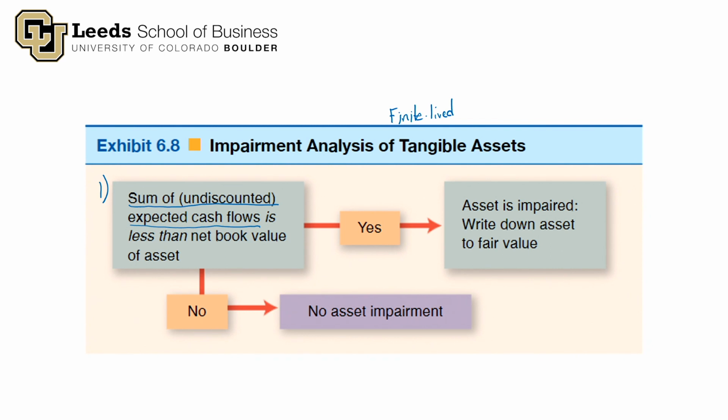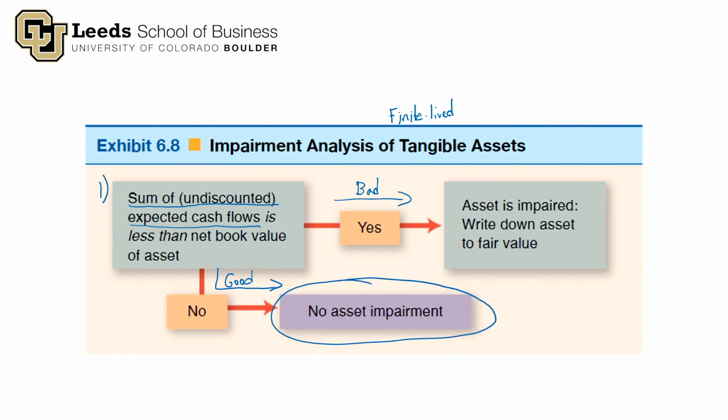So is the sum of the undiscounted expected cash flows less than book value? That's a bad thing, okay? So if yes, that's bad. And we'll proceed to step two. If no, it means we've got lots of future cash flows and they're enough to sort of justify the net book value of the asset, and we can go down this no line, and this is good, okay? That means we're in good shape and we don't need an asset impairment under that scenario, okay?